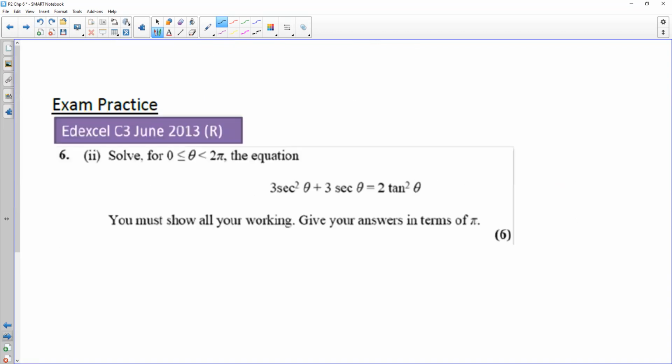Right. So next one is exam practice. All right. Pause the video. Have a go at the question. 6 marks for solving that one. When you're ready for the answer, you can press play.